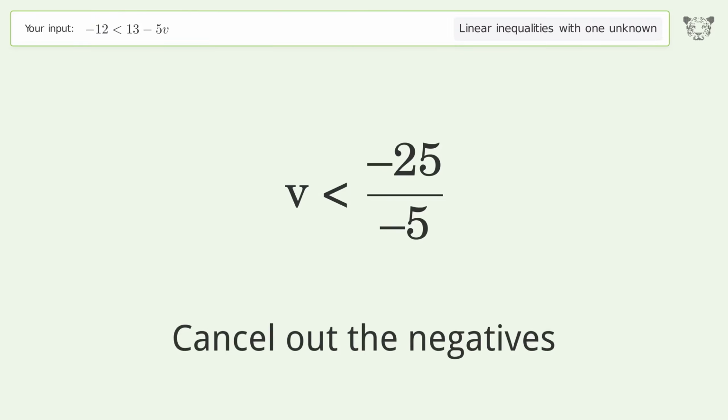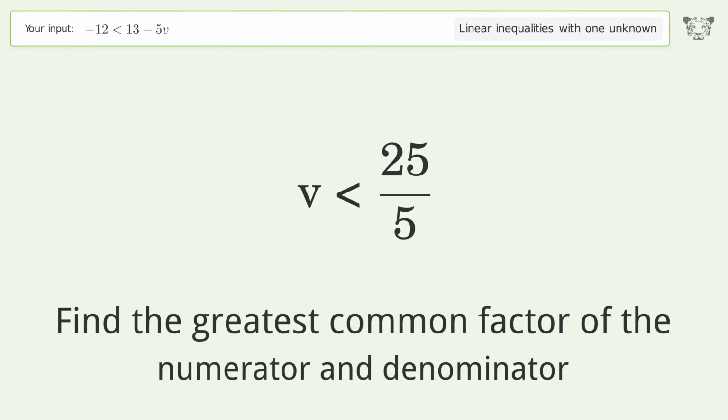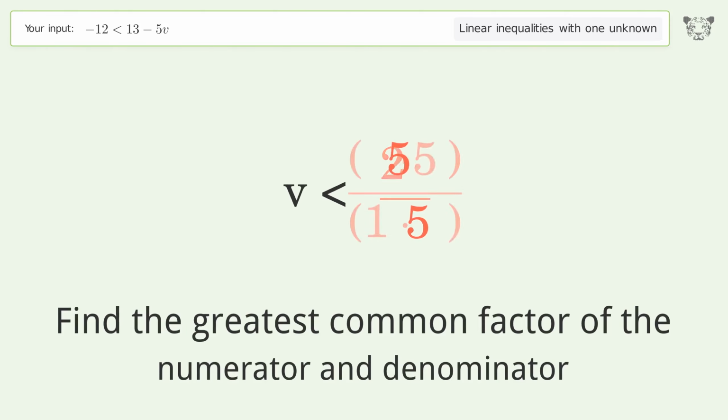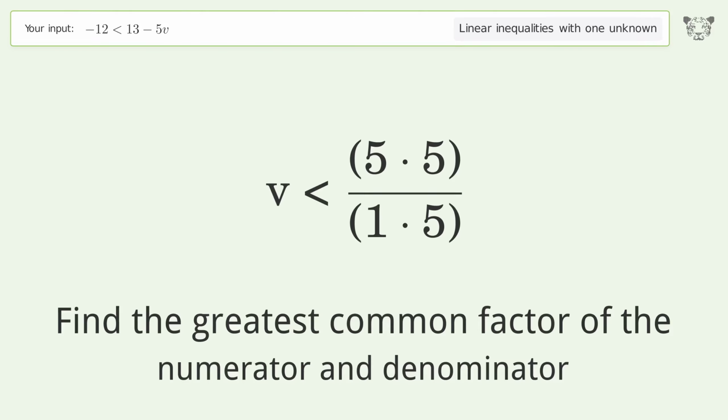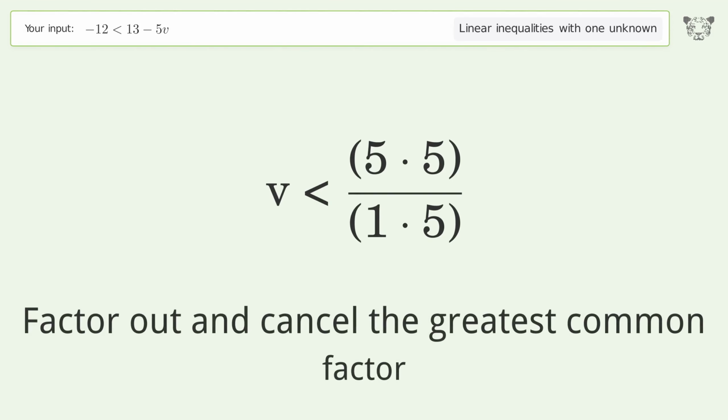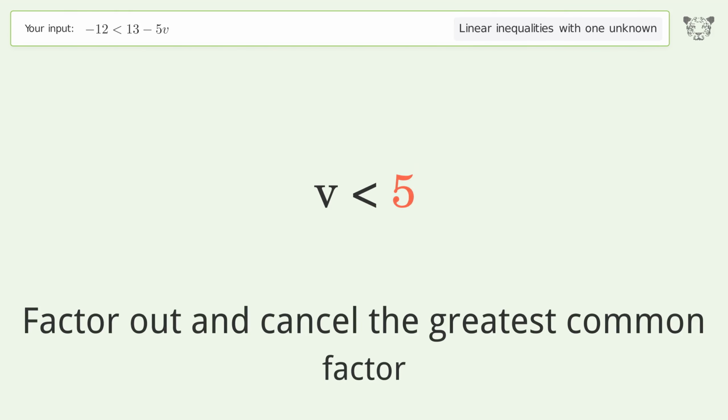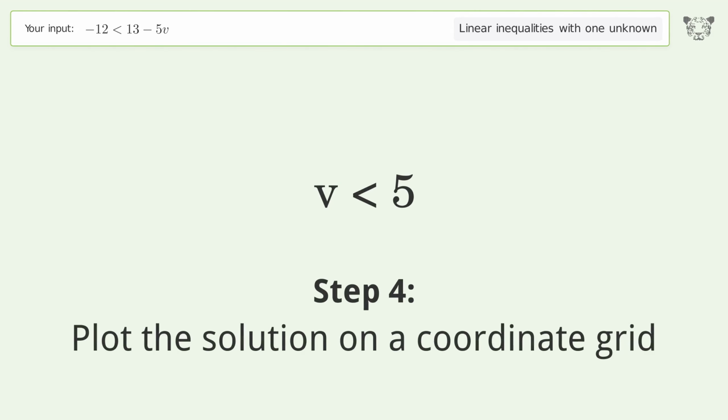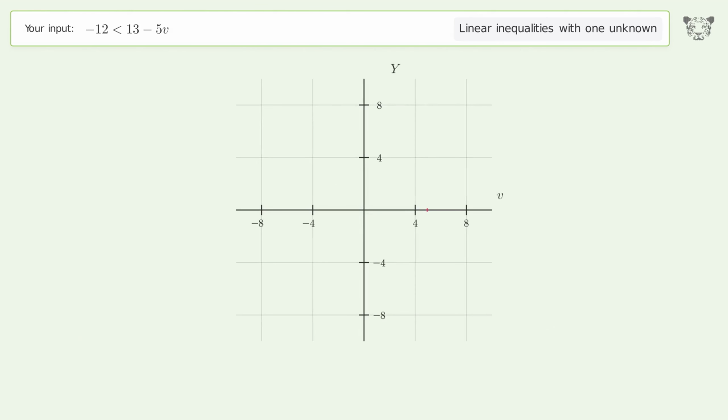Cancel out the negatives. Find the greatest common factor of the numerator and denominator. Factor out and cancel the greatest common factor. Plot the solution on a coordinate grid. And so the final result is v smaller than 5.